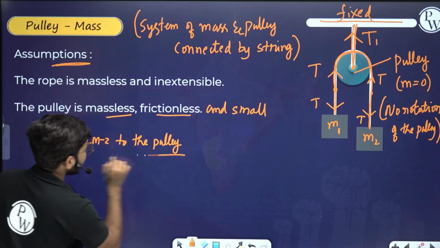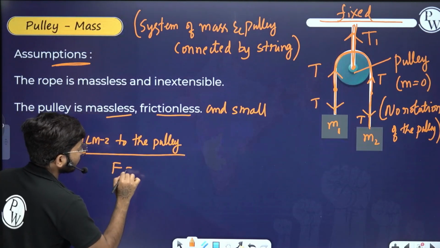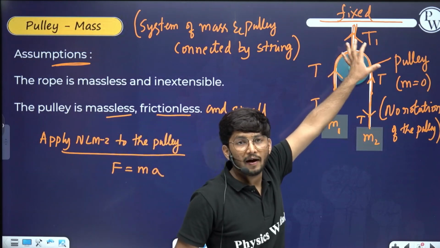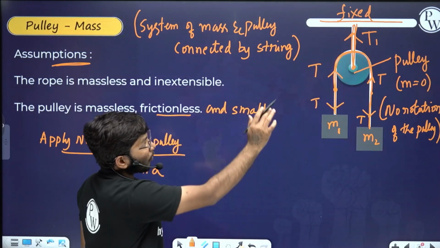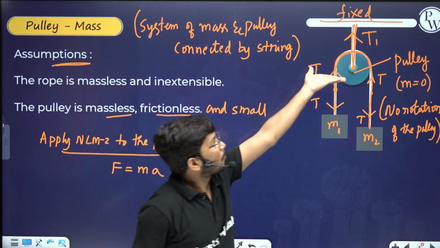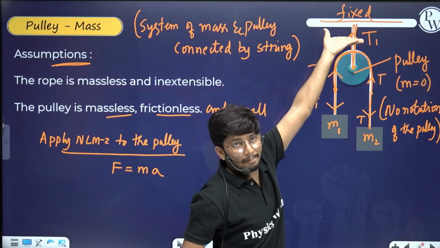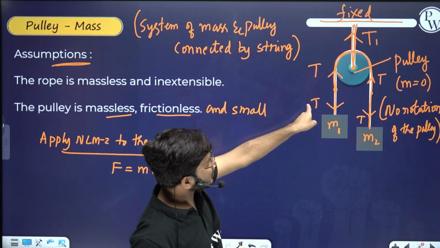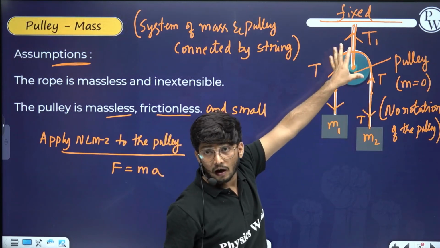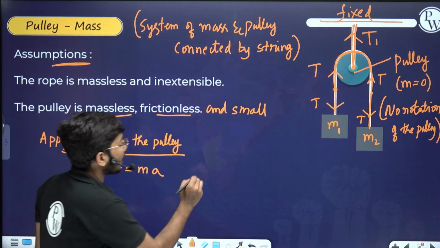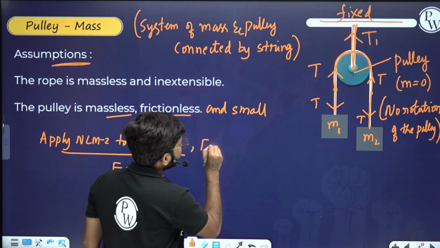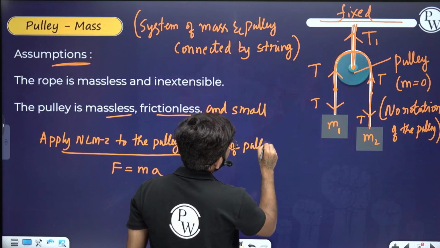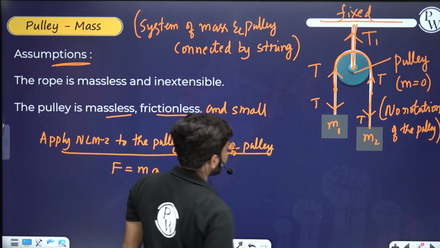So what is NLM? F net is equal to MA. See guys, observe the pulley. What are the forces acting on the pulley? The pulley is being pushed up by T dash and pulled down by this tension and this tension, right? How do you know? By writing the FBD of the pulley. I'll write the FBD of the pulley here.